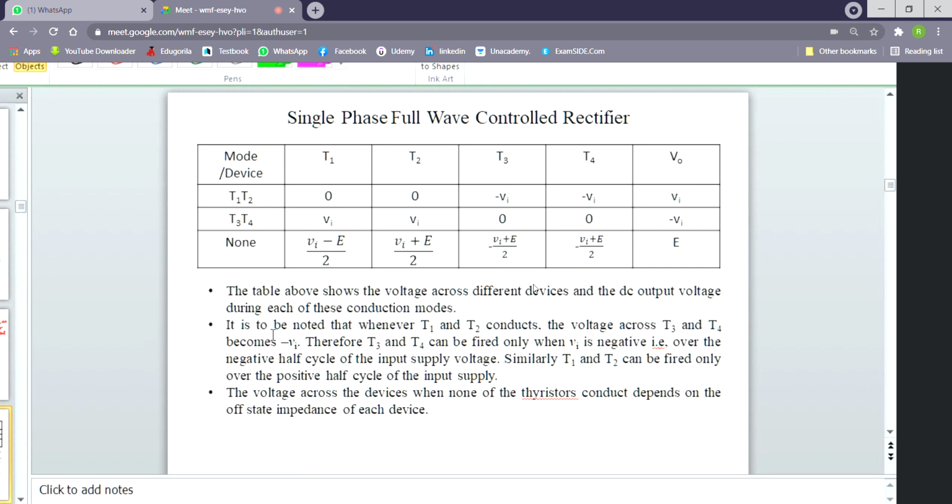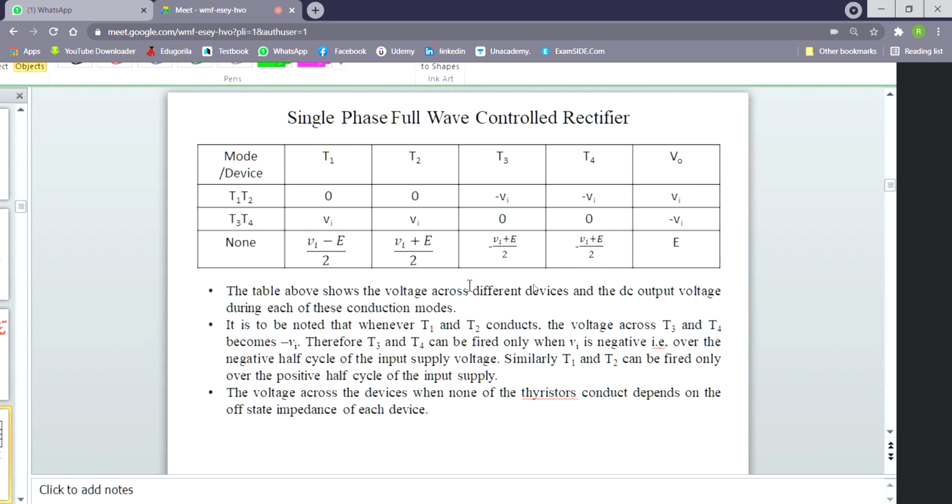What we can note here is that whenever T1 and T2 conduct, the voltage across T3 and T4 would be minus Vi. Therefore T3 and T4 can be fired only when Vi is negative, that is when the source voltage is going for the negative zero crossing, in the negative half cycle of the input supply voltage. Similarly, it is just the opposite for T1 and T2: they can be fired only over the positive half cycle of the input supply voltage.